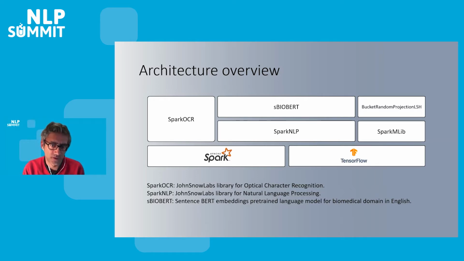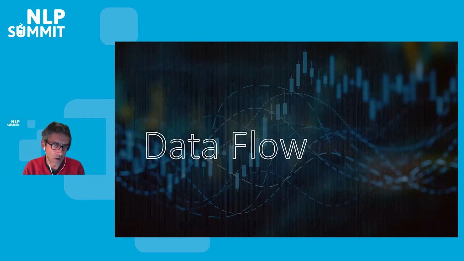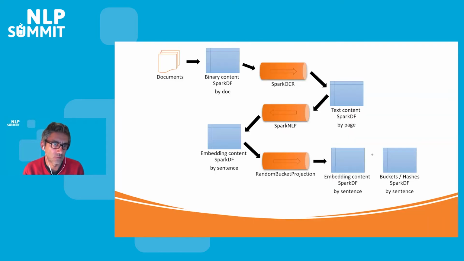About the data flow of the whole system, how is the data going through the system? We will see now. This is an overall view of the data flow. Here on the top left, you have the original documents. There were hundreds of thousands of documents. So the first step is we need to extract the content of those documents. Some of them were scanned documents, PDFs, DOCX, PPTX, HTML pages. So first of all, you need to extract that information as binary content in some cases, and transform it through Spark OCR into text content, where each row will contain one page of the original documents.